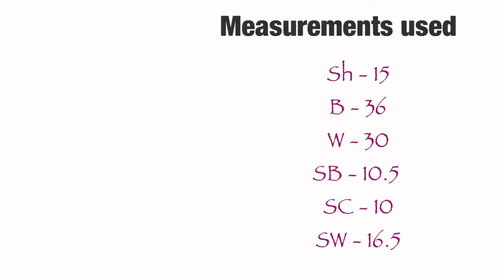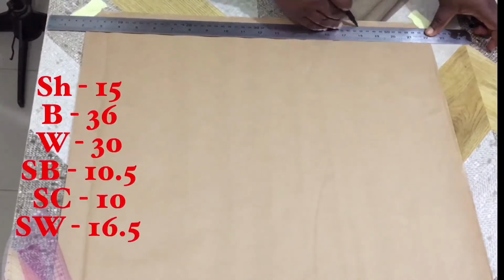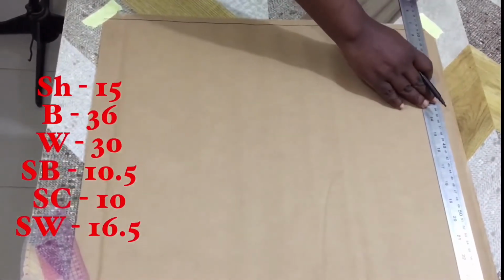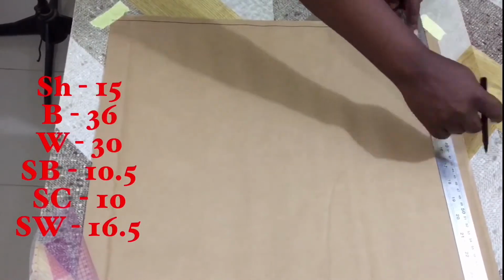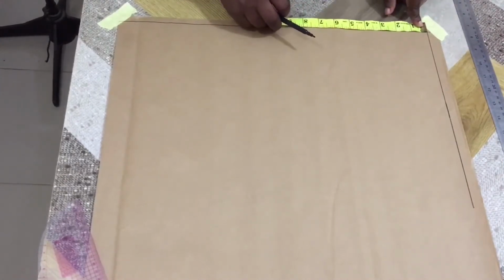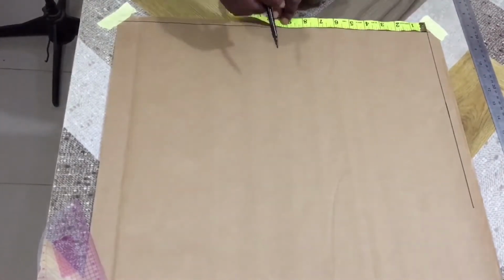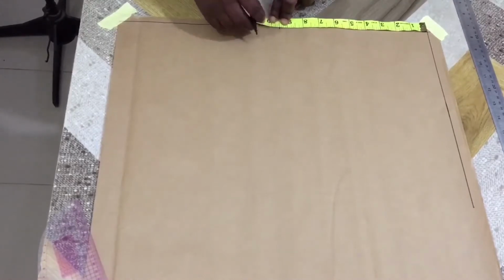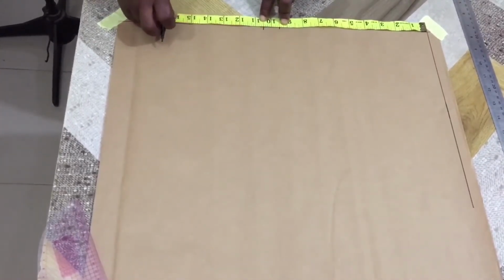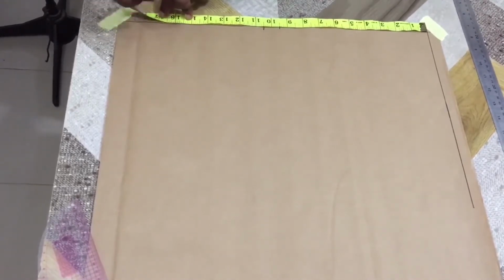Now let's get started. These are the measurements we'll be needing, and as usual we'll start with our origin. From this point we'll start taking our measurements. So shoulder to my chest line, that's the armhole, then shoulder to my bust, then shoulder to my waist.